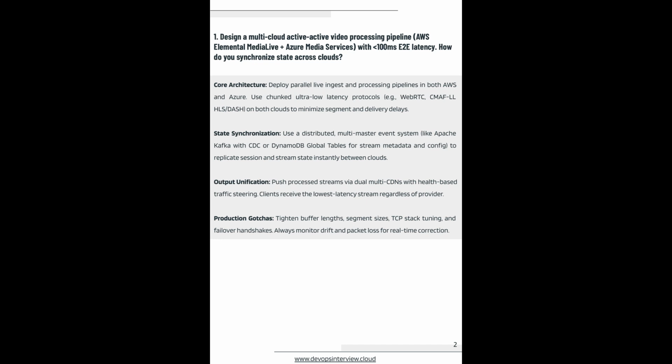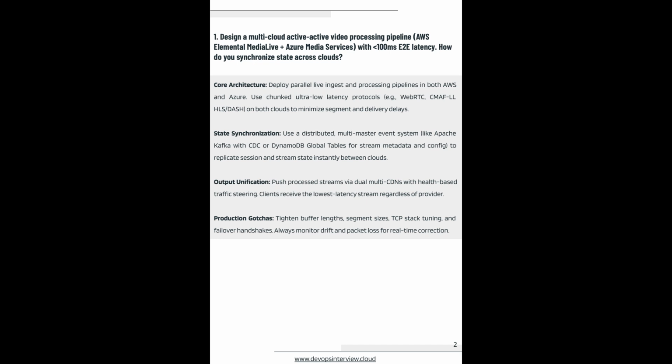Okay. Step 4, packaging and delivery. Once encoded and packaged into those small segments, both the AWS pipeline and the Azure pipeline relay their segments to global CDN origin points. Often, you'd use origins from both cloud providers, plus potentially a third-party CDN, giving you multiple delivery paths. So segments are available from multiple clouds via multiple CDNs.